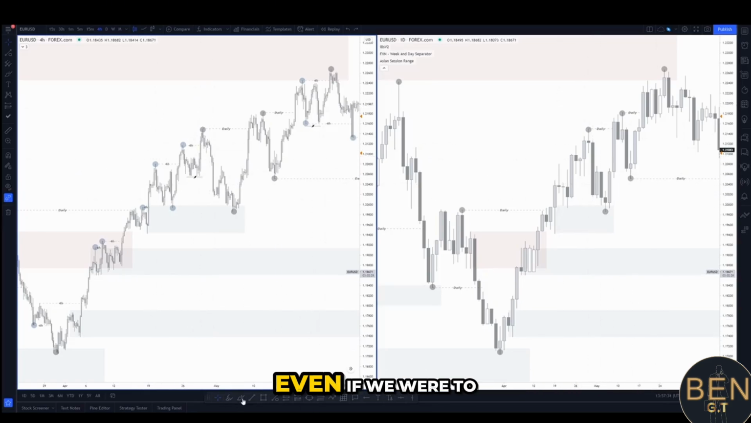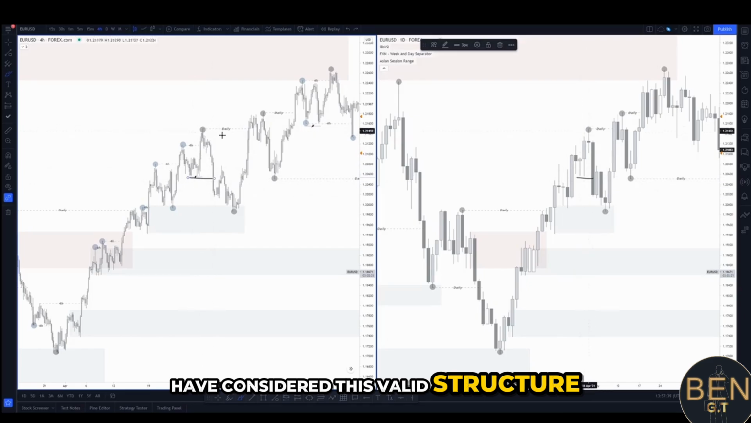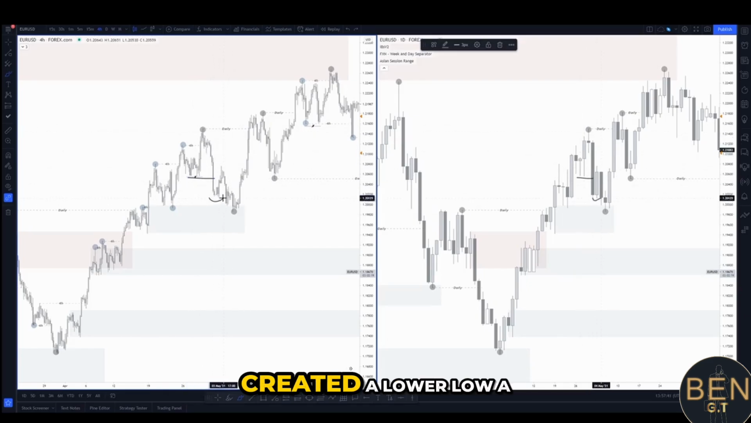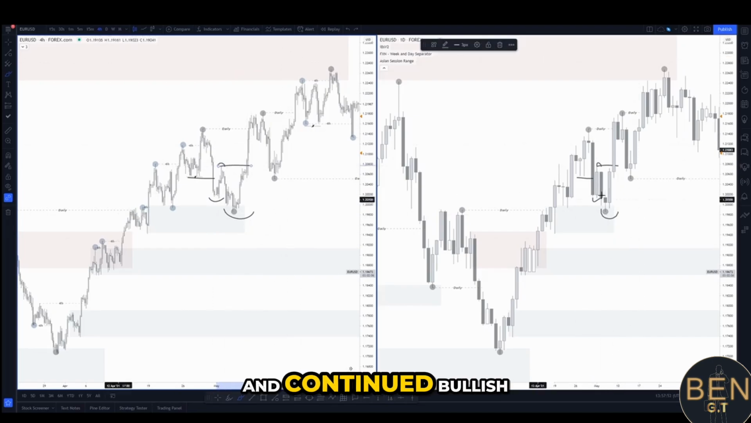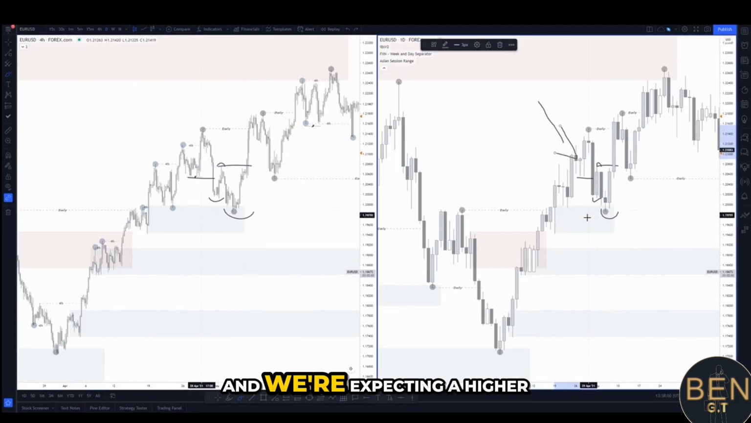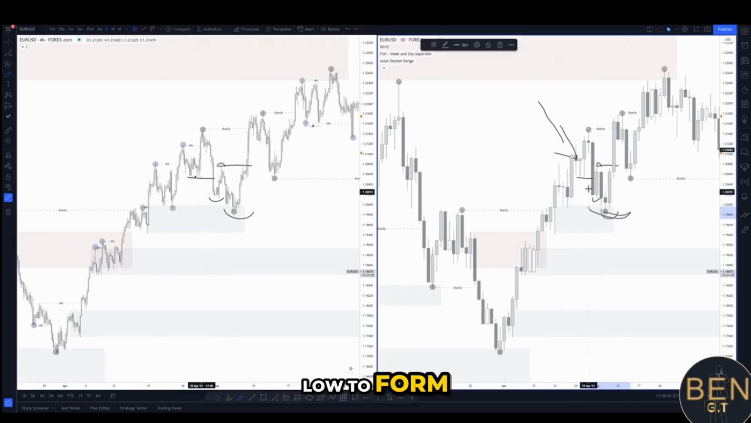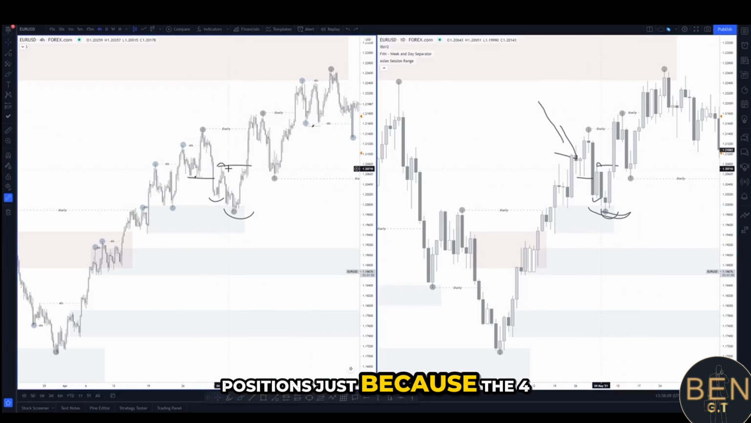But as we can see, even if we were to have considered this valid structure, price would have broken to the downside, created a lower low, a lower high. We then would have broken structure and continued bullish. And because we know that the daily chart is now in a bull trend and we're expecting a higher low to form and price to continue moving to the upside, we would not be looking to immediately take sell positions just because the 4-hour is switching bearish.